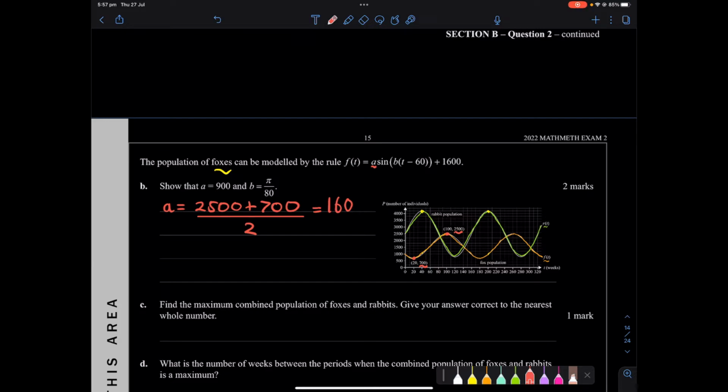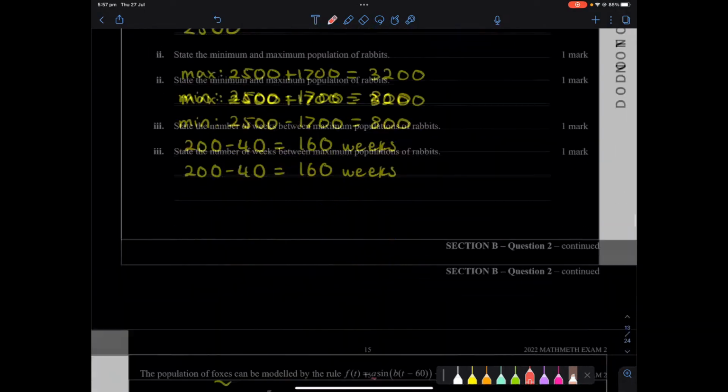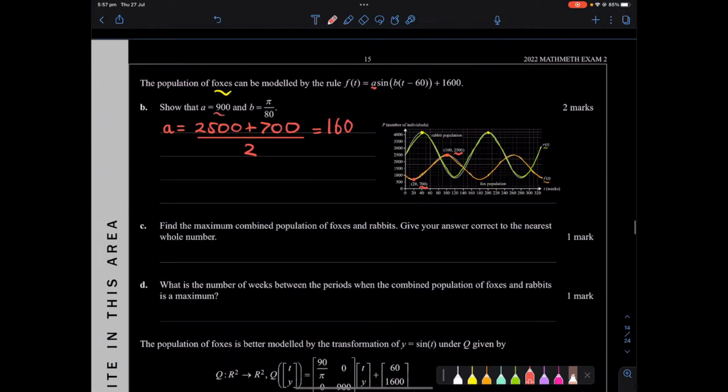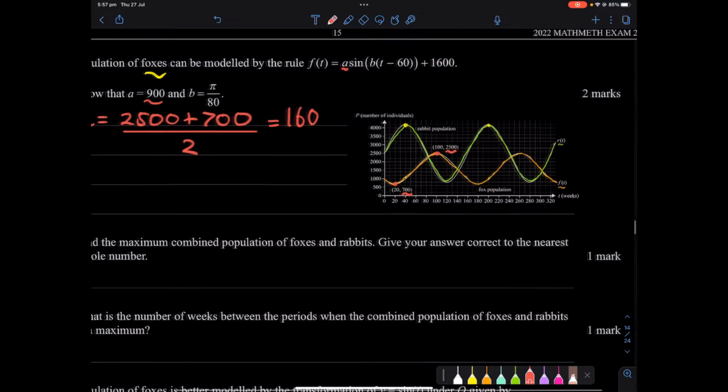What? Wait, what's happened here? Have I done anything wrong? The A value should equal 900. Just let me have a look. So for the fox, it should be in between. So why is it like this? Okay, let's try another way.